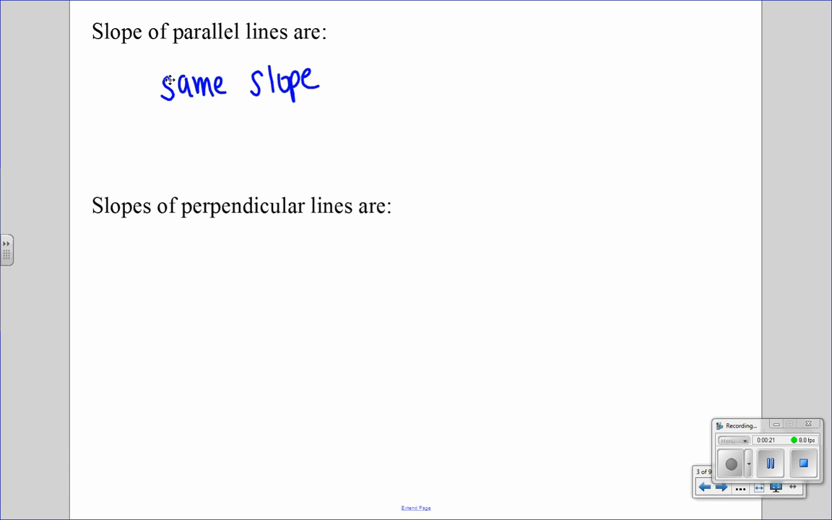Also, the slopes of perpendicular lines are opposite reciprocals. That means change the sign and then flip the fraction. So we have to remember that.